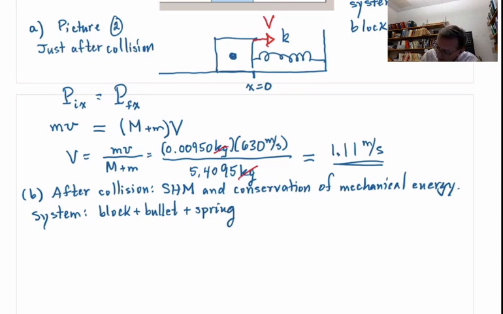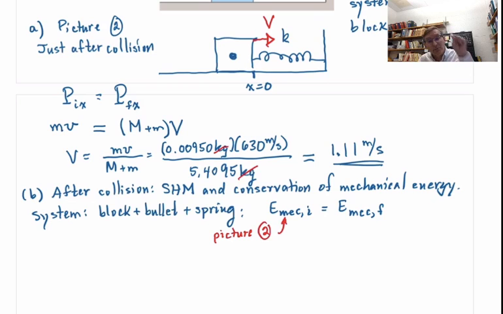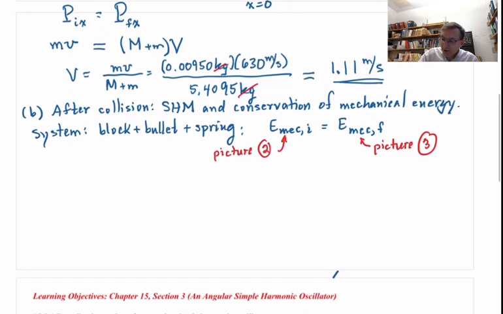So here I'm going to write it this way. E mech initial must equal E mech final. And I'm going to take for the initial situation what's depicted in my picture 2, right up above, because that's when the simple harmonic motion begins. And for my E mech final, I have to decide what to use. But I'm going to call this picture 3, which I'm now going to draw. What do I want to pick for the final there? And then draw a picture representing it.